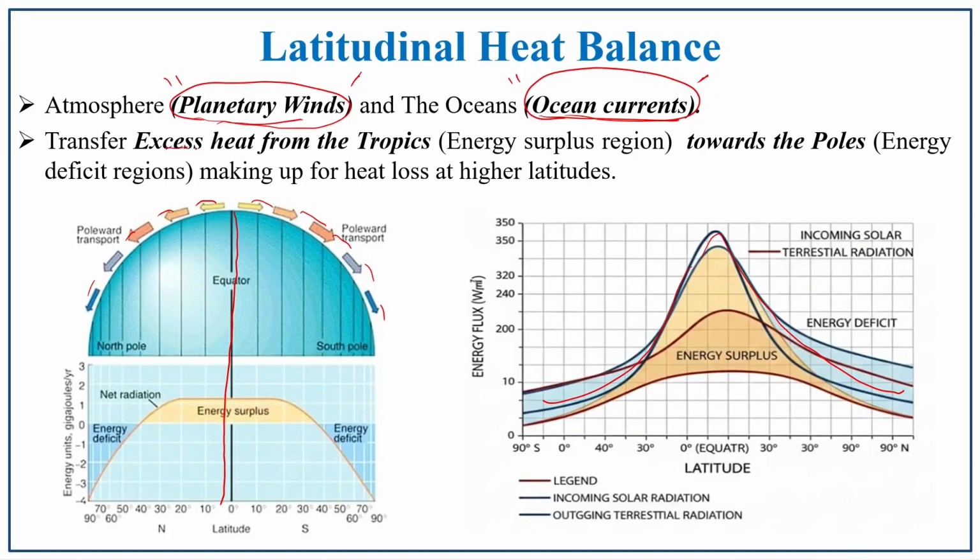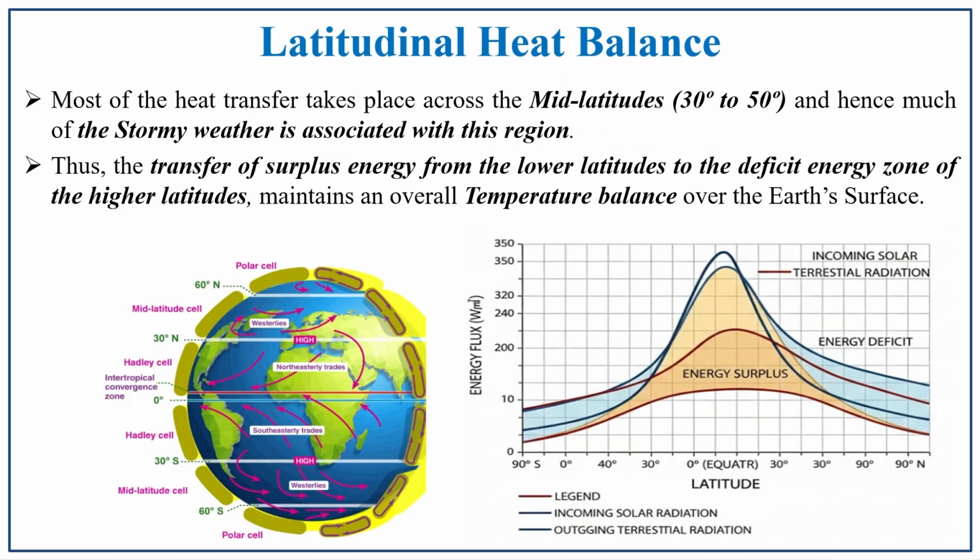It transfers the excess heat from the tropics, the energy surplus region, towards the poles, the energy deficit region. This causes a loss of heat in the lower latitudes and a gain of heat in the higher latitudes. In the latitudinal heat budget, the heat is mostly transferred across the mid latitudes, that is 30 to 50 degrees, and hence it is also known as what?